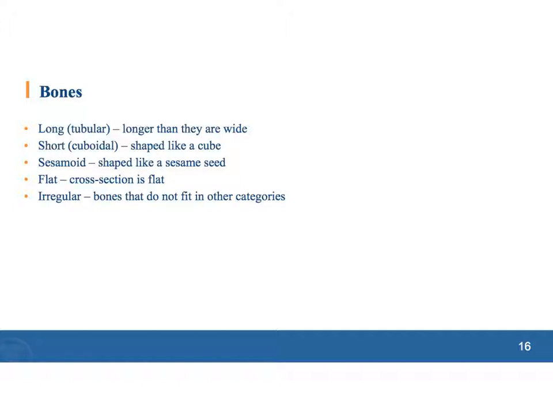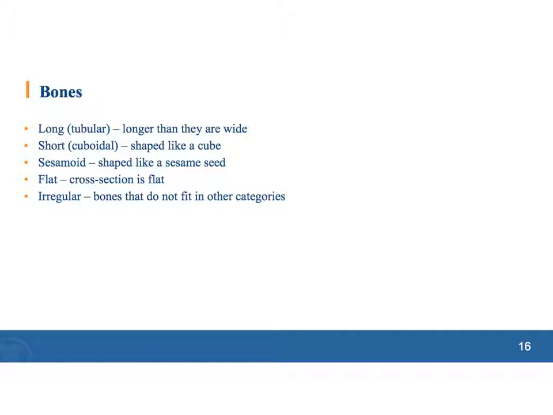Bones can be classified according to their shape. Long or tubular bones are longer than they are wide and are found in the limbs, such as the femur and the humerus. Short or cuboidal bones are shaped like a cube. Examples of short bones include the carpal bones of the wrist and the tarsal bones of the ankle.